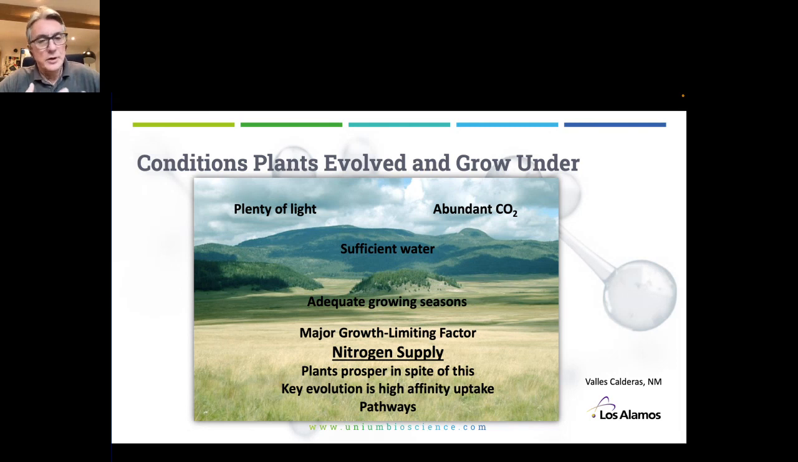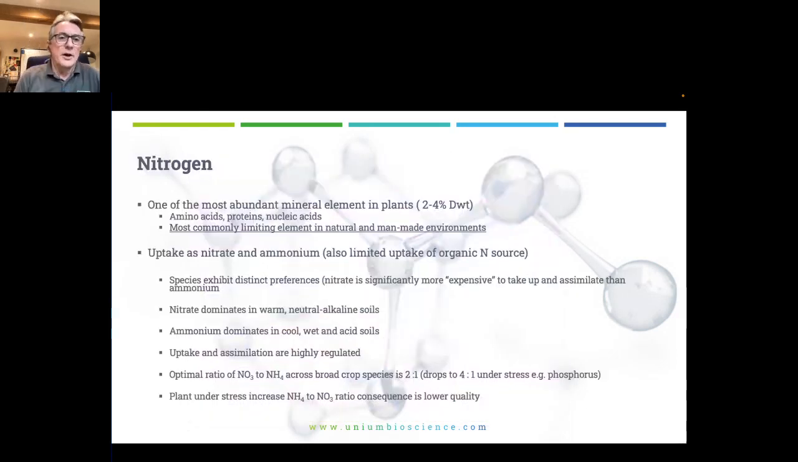But what we've seen, and you look at the rainforests and the forests and savannas, is that they've prospered in spite of this. And the key evolutionary mechanism they developed is a high affinity uptake mechanism for nitrogen. Now, when you look at nitrogen, we know it's one of the most abundant mineral elements in plants. We know it can be taken up in several ways. And we know that there are several environmental factors, whether that's the soil, whether that's temperature, etc., because it's biologically mediated, that can have a very large impact on the availability of nitrogen from the soil.